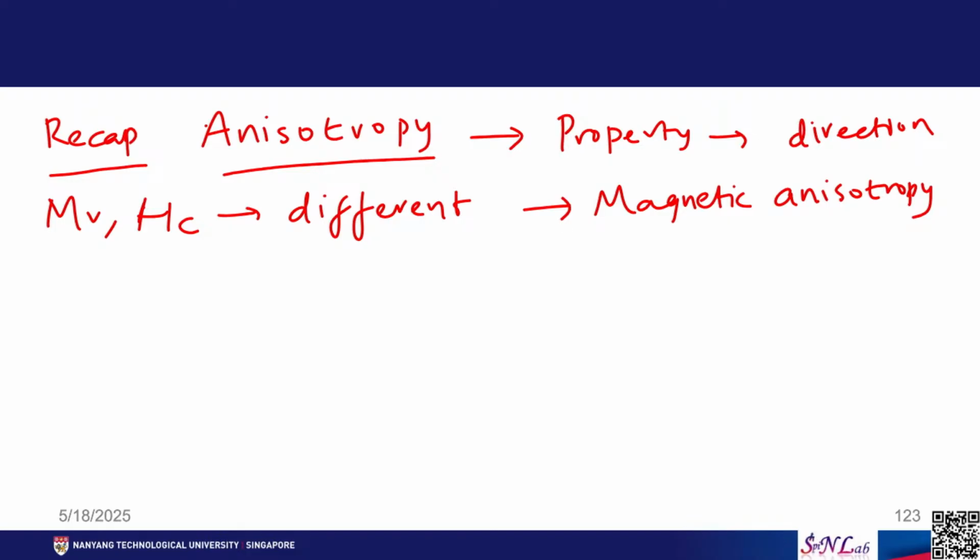So, we learned about a few different magnetic anisotropies. Firstly, I introduced magnetocrystalline anisotropy.